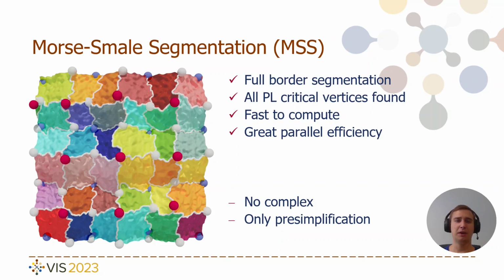Sadly, we lose the complex structure, so we don't have all the neighboring information for all the cells here. And also, we can only simplify the dataset before computing the Morse-Smale segmentation, but currently it is not possible to simplify the Morse-Smale segmentation afterwards.